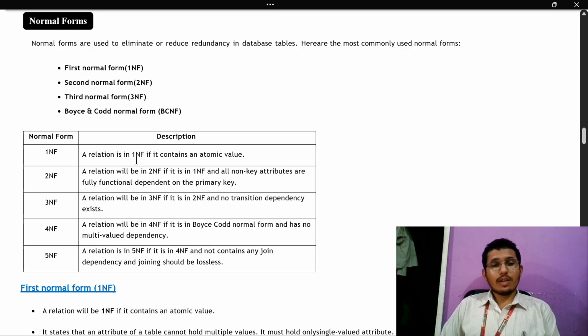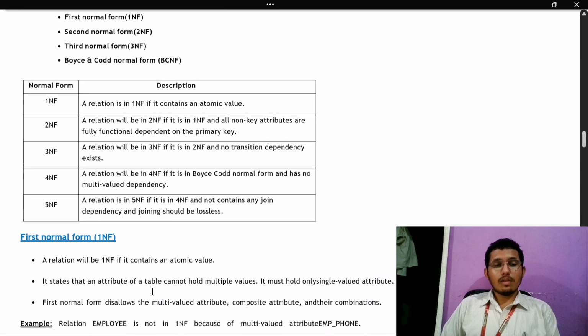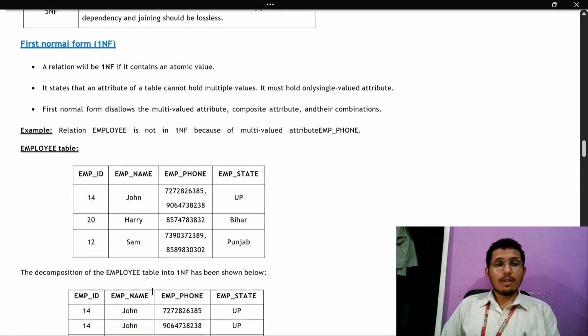1NF: a relation is in 1NF if it contains atomic values. 2NF: a relation is in 2NF if it is in 1NF and all non-key attributes are fully functionally dependent on the primary key. 3NF: the relation will be in 3NF if it is in 2NF and no transitive dependency exists. 4NF: a relation will be in 4NF if it is in Boyce-Codd normal form and has no multi-valued dependency. 5NF: a relation is in 5NF if it is in 4NF and does not contain any join dependency. A join should be lossless. Let me get started with 1NF.